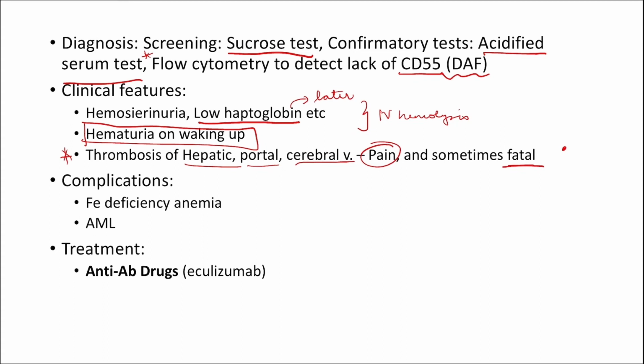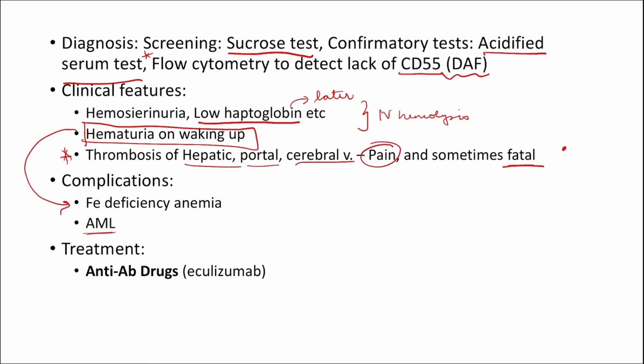The complications are iron deficiency anemia, obviously, because you end up losing a lot of blood in the morning, and when you lose blood, you lose hemoglobin, and hemoglobin is made from iron, so iron deficiency anemia, and AML, because you now have one defect, one mutation in the myelogenous stem cell. AML is just another one, and it's more likely to happen.